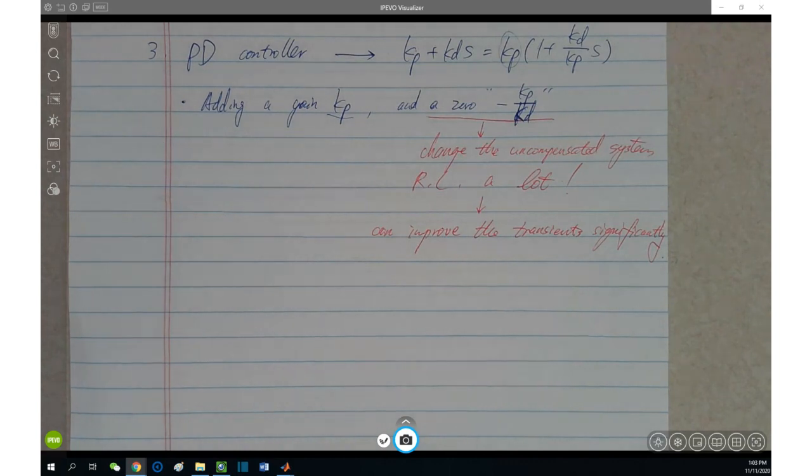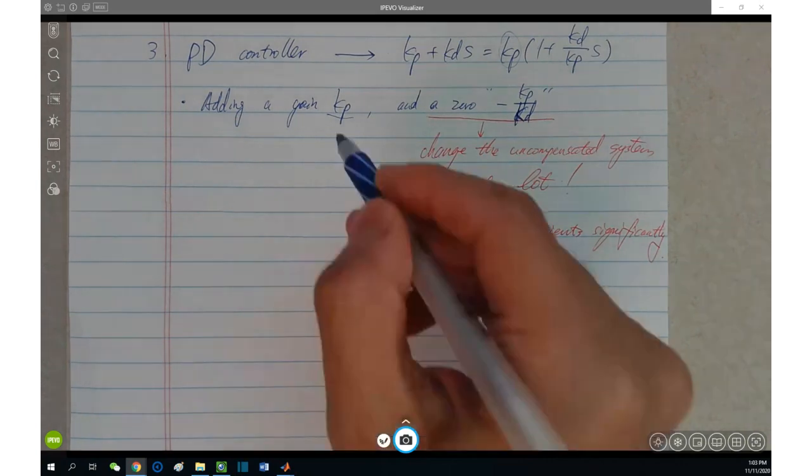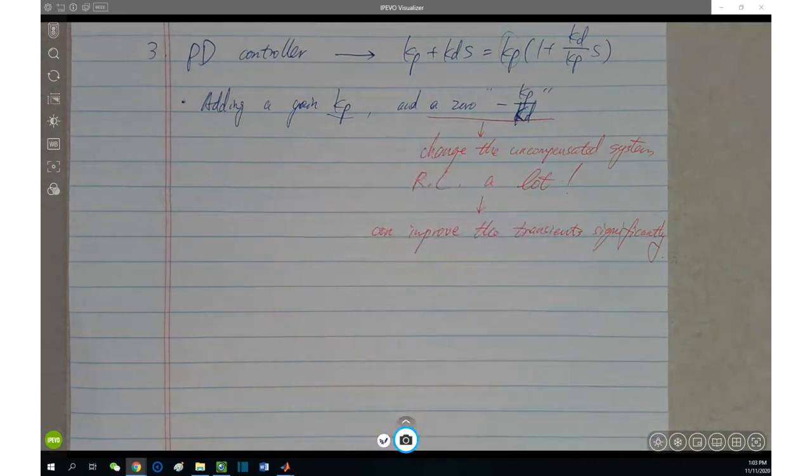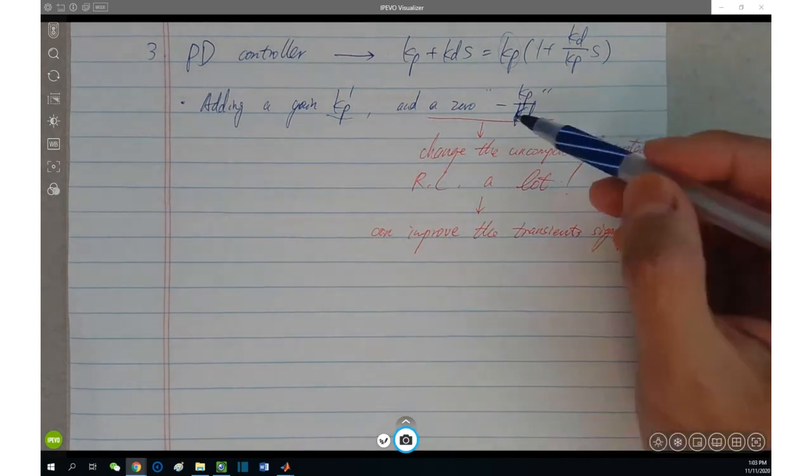So first of all, we learned a little bit about the PD controller. We know it is introducing an extra gain, and this time KP. And to differentiate this KP from the KP introduced by the PI controller, we're going to use a prime here, okay? KP prime for PD. Because both PD and PI have KP, right? And PD also introduces a new zero. The zero value is equal to negative KP over KD.